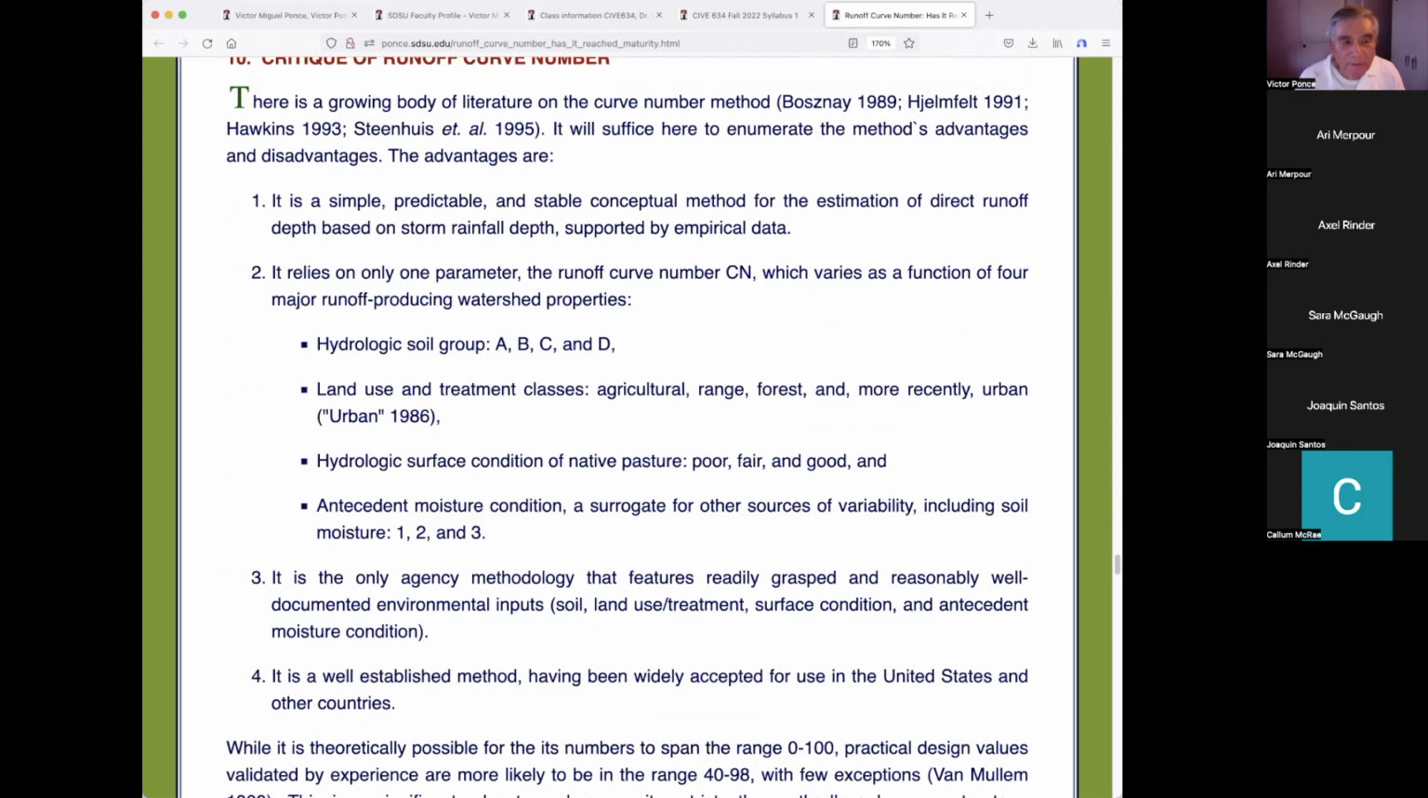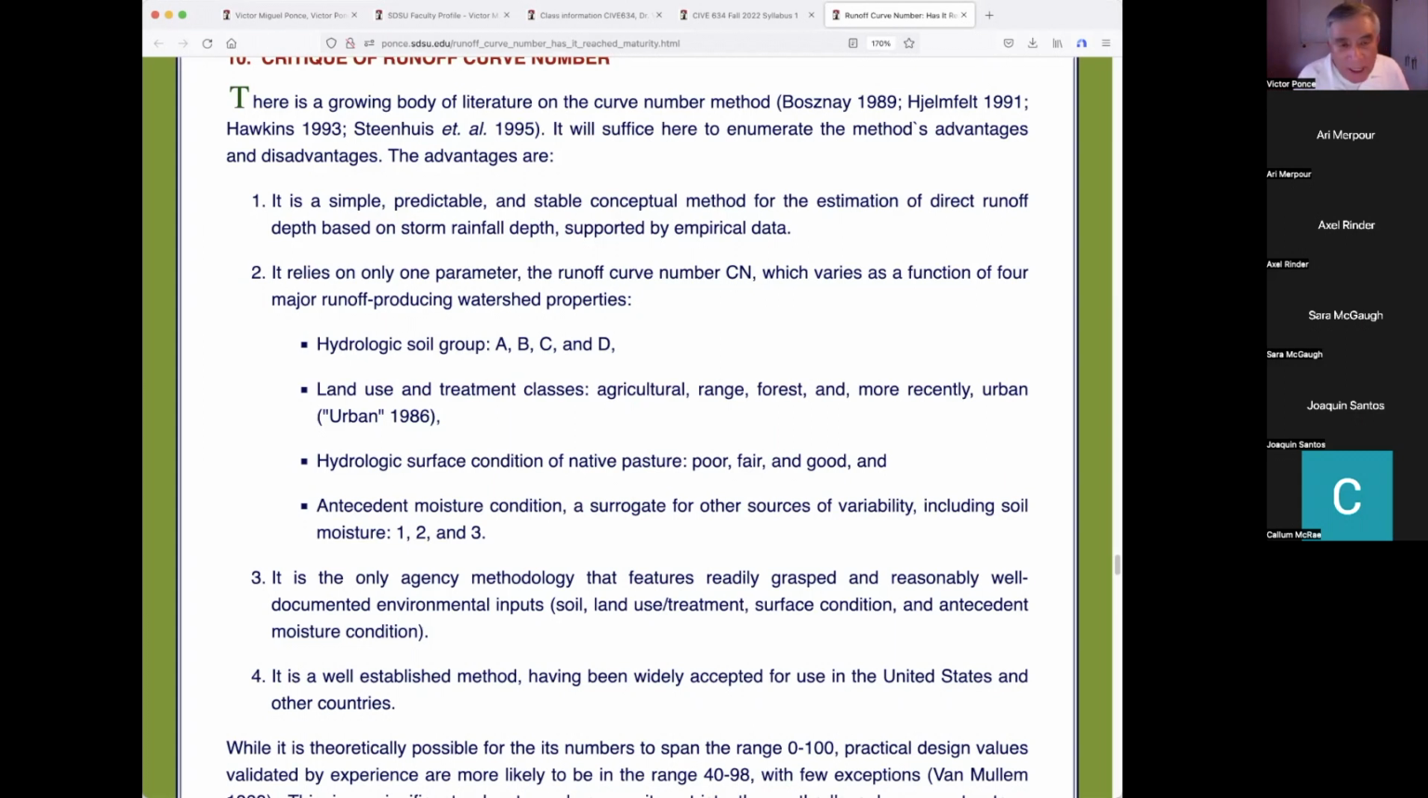Critique of the curve number. Is it simple? Yes, simple. Predictable? Yes, it's predictable. If you have a P and a curve number, you get an S. Everybody would get a Q. Given a P and given a curve number, you get a Q, and everybody will get that. There's no variability there. That's good.